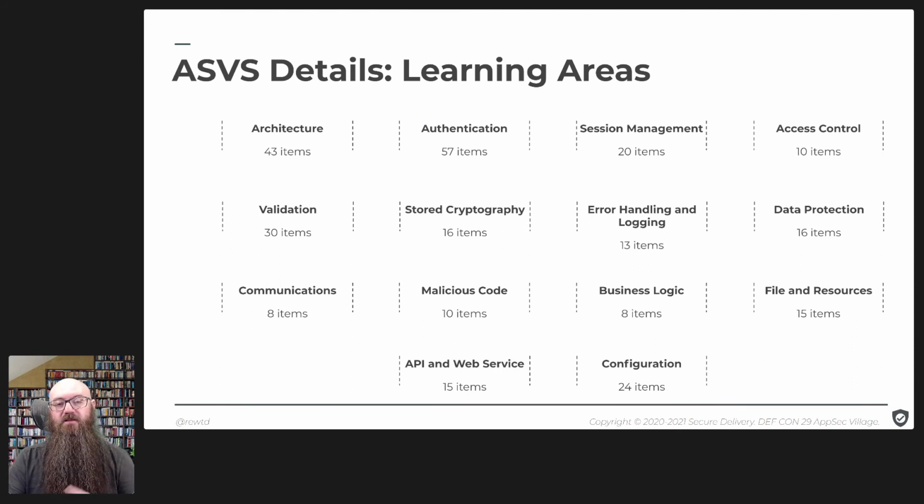Learning areas for the ASVS cover everything from architecture, which is not tested during level 1, through to details about configuration, which is incredibly tested during level 1, and includes the domains from Cornucopia earlier, right? Authentication, access control, authorization, session management, validation, cryptography, many others. To assess to level 3 across all these domains is to cover off 286 requirements.